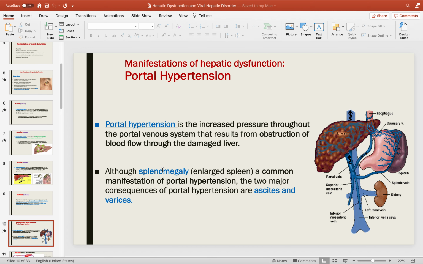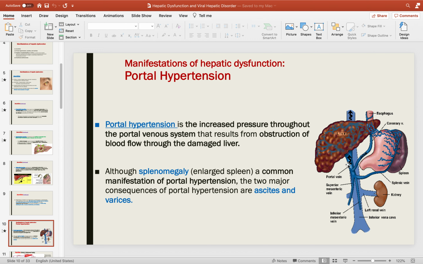So another manifestation of hepatic dysfunction is portal hypertension. It is very important to understand that a patient with hepatic dysfunction may develop portal hypertension. In portal hypertension, there is an increased pressure throughout the portal venous system that results from obstruction of the blood flow through the damaged liver. So what do we mean by that?